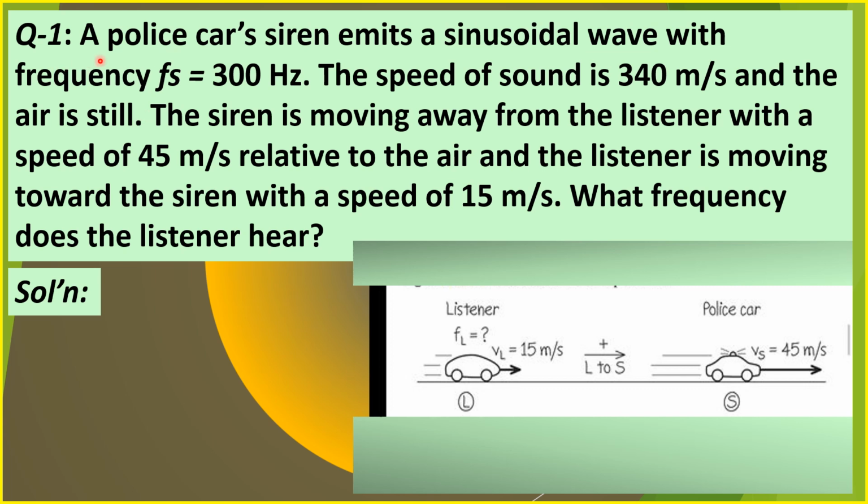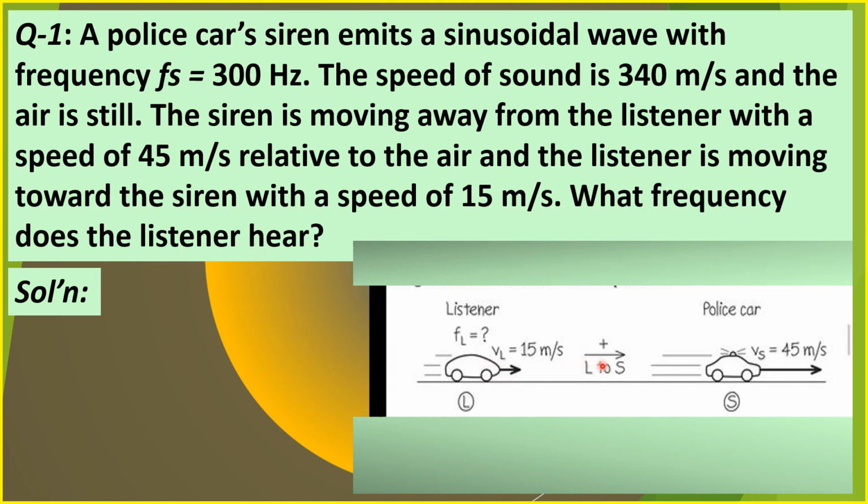Question number 1. A police car's siren emits a sinusoidal wave with frequency Fs equal to 300 Hz. The speed of sound is 340 meters per second and the air is still. The siren is moving away from the listener with a speed of 45 meters per second relative to the air, and the listener is moving toward the siren with a speed of 15 meters per second. What frequency does the listener hear?